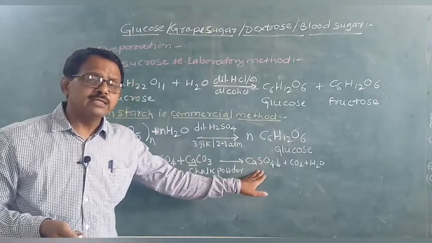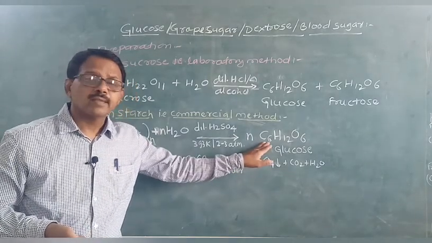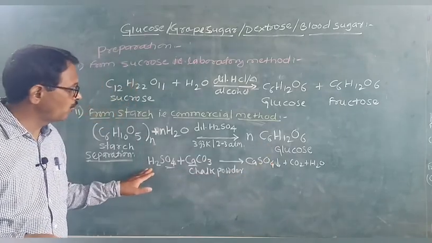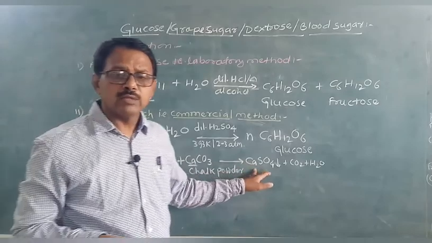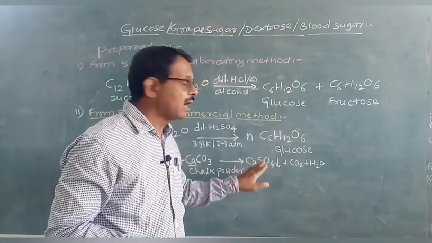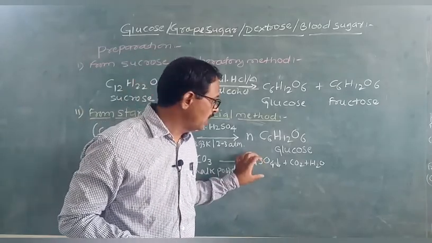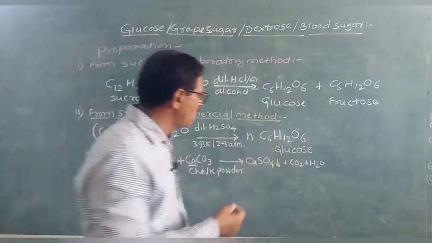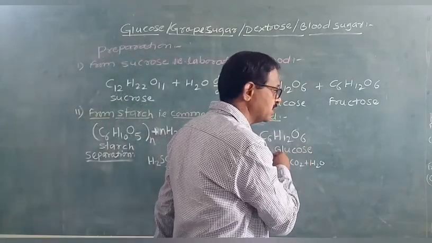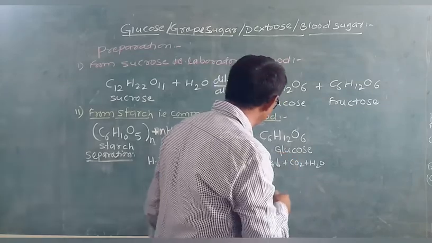Calcium sulfate is insoluble in water. Now this H2SO4 reacts with calcium carbonate to give calcium sulfate. It is converted into calcium sulfate, and this is a precipitate, a solid. Then we have to filter this mixture. We have to filter all this after adding the calcium carbonate.